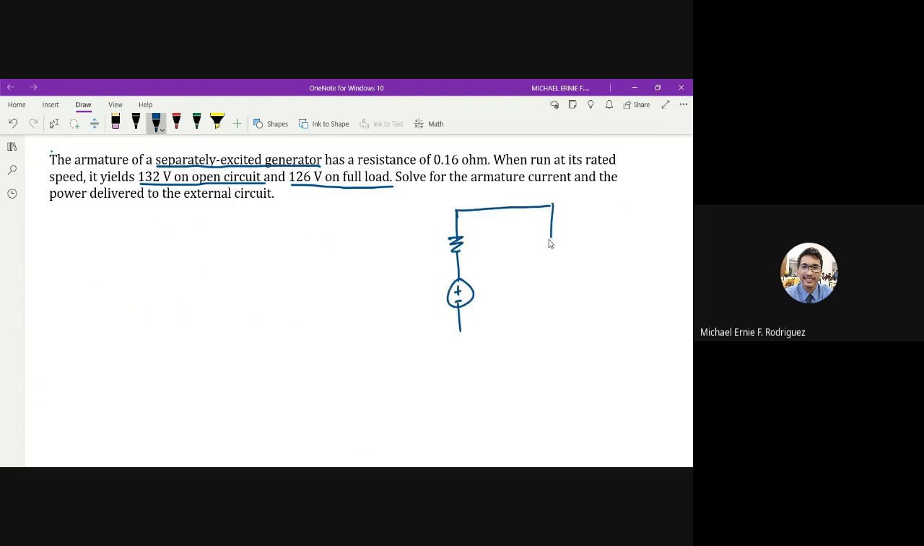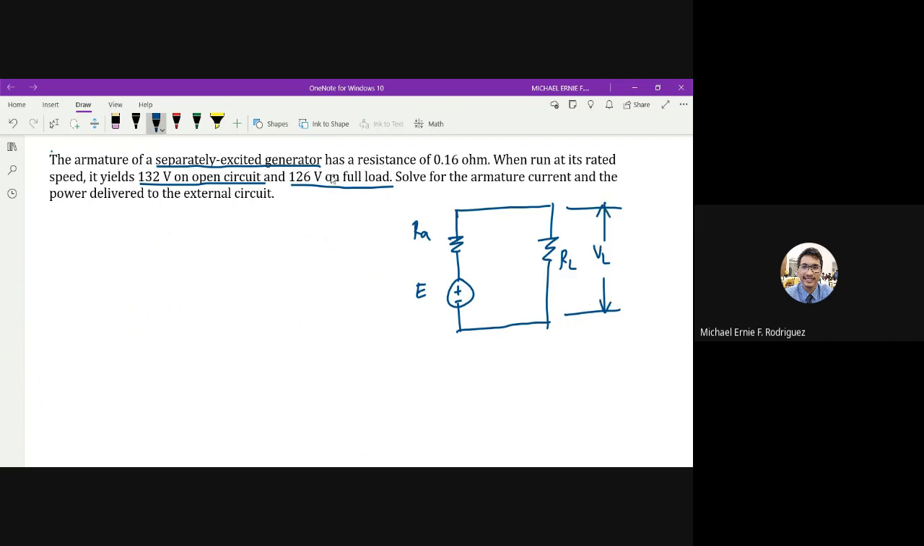So simple lang itong figure. So you have your E again, then you have your RA, and then this is your load. Okay. And then we have your VL.